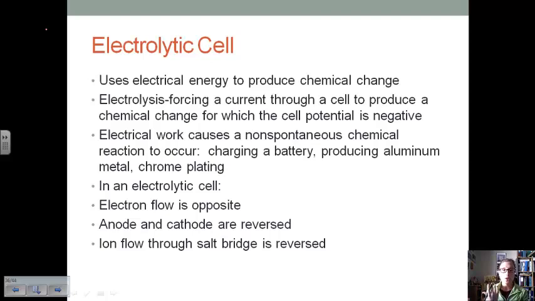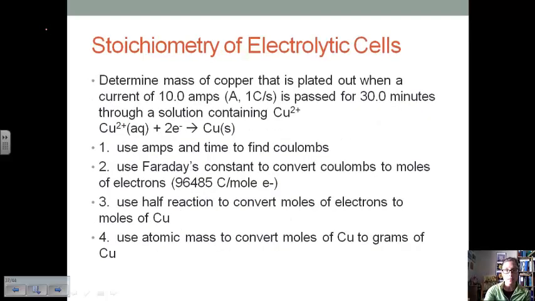This would be similar to charging a battery, producing aluminum metal, or chrome plating. These are all examples of using electrolysis. So in an electrolytic cell, everything is basically opposite. So electron flow is opposite, the anode and the cathode are reversed, and the ion flow through the salt bridge is also reversed. So just basically flip everything in a galvanic cell.